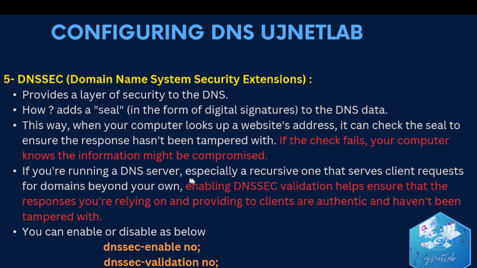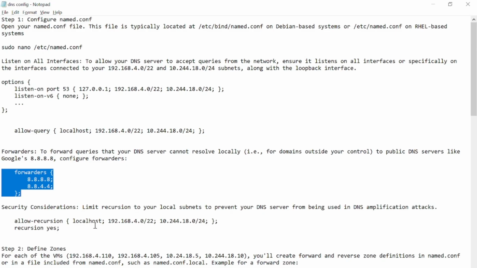If you are running a DNS server, especially a recursive one, that serves client requests for domains beyond your own, enabling DNS security feature validation helps ensure that the responses you are relying on and providing to clients are authentic and haven't been tampered with. How can you do this with this one?